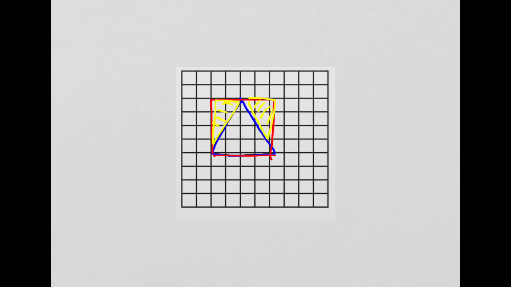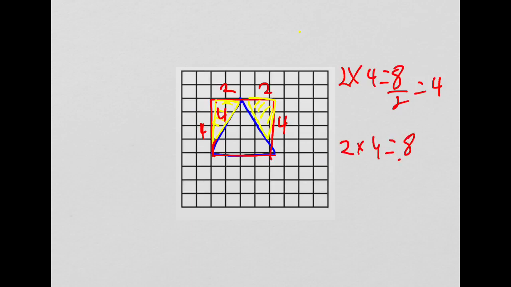So let's do the first one. Change this to a different color. Let's do, this one is 2 by 4, because it goes all the way down here. So 2 by 4, 2 times 4 is 8, divided by 2 is 4. So this one has an area of 4. This one measures 2 by 4 as well, so it is the exact same. 2 by 4 equals 8 divided by 2 is 4. So the yellow triangles altogether have an area of 8 units squared.